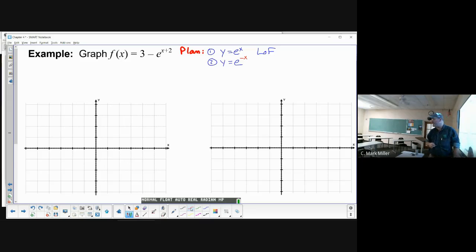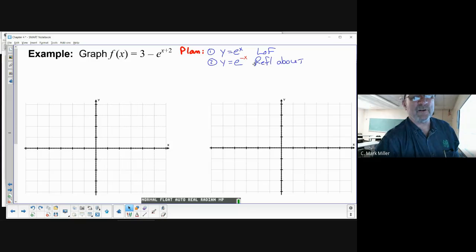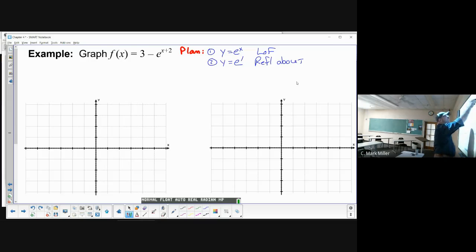I'm going to do that negative. Now keep in mind, that's a substitution. And it is going to be a reflection about... Oh, wait a minute. Whoa, whoa, whoa. What am I doing? Sorry. Typo. That's an x. The negative goes there. Reflection about the x-axis. The negative goes up front. Number two.